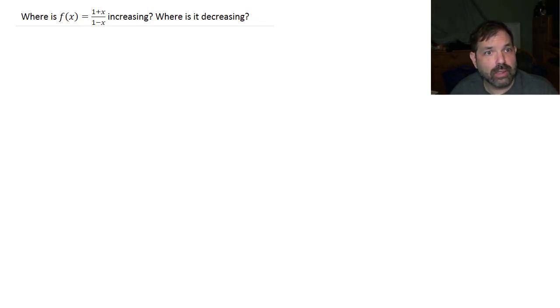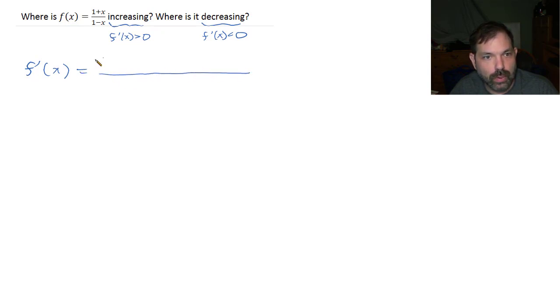We've seen problems like this before, and what we understand is for increasing and decreasing, what we want to know is, where is the derivative positive? Where is the derivative negative, respectively? So the first thing we're going to have to do is calculate the derivative. That is a quotient. I can't really simplify it. There's no special tricks I can use here, so let's just apply the quotient rule.